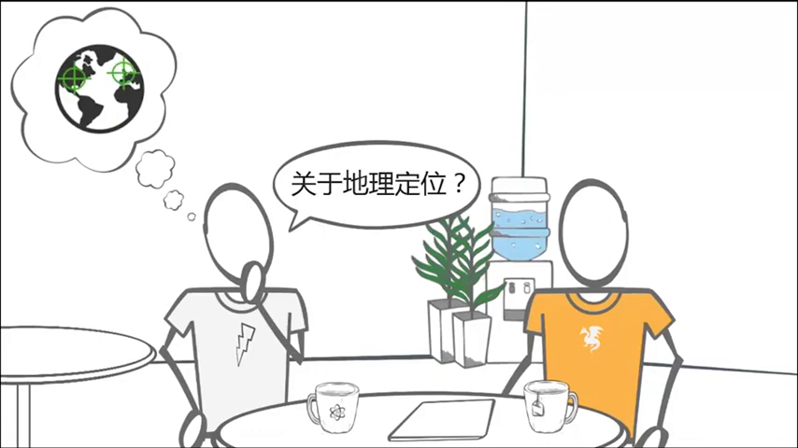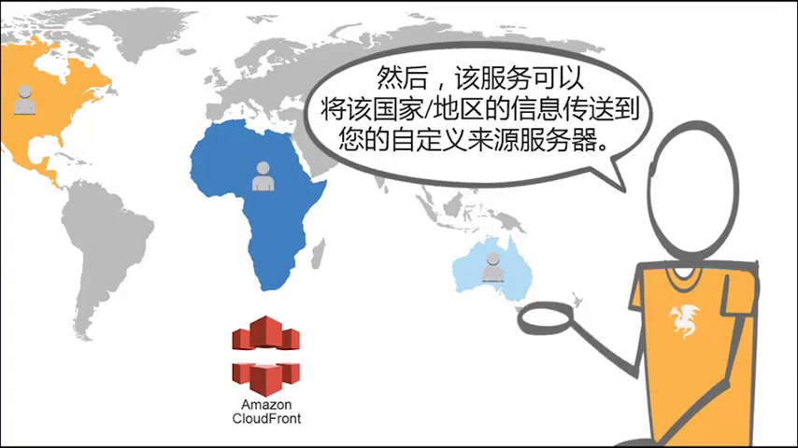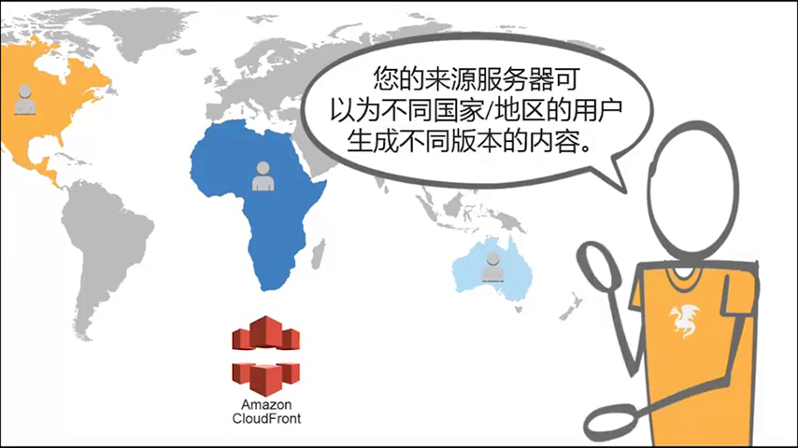What about geo-targeting? CloudFront can detect the country where end users are accessing your content from. It can then pass the information about the country to your custom origin server. Your origin server can generate different versions of the content for users in different countries.